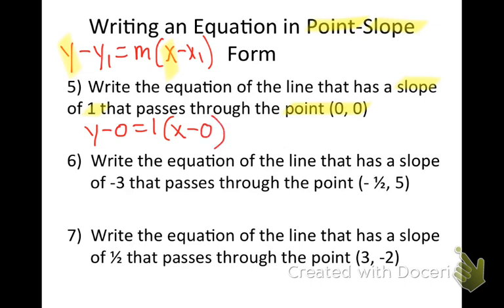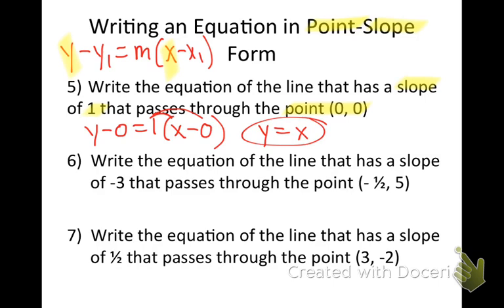There it is. Now, how would I change that to slope intercept form? I would distribute. Now, do I need the y minus 0 on the left side? Do I need that 0? No. So it's really going to stay y equals x. And that's really the equation right there. Because those zeros just cancel out, right?